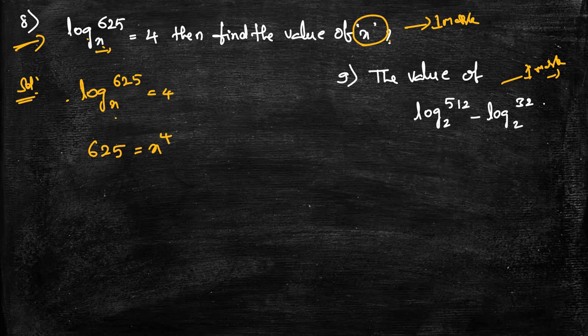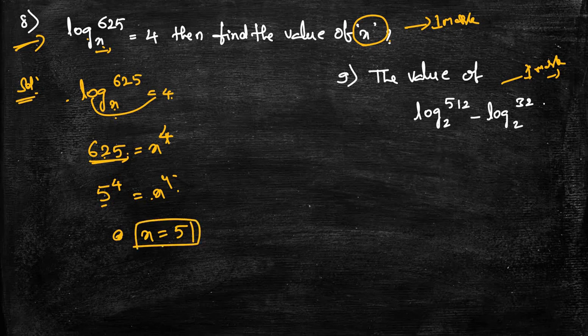I will bring this log base to this side of the equation, and it will become x to the power of 4. Here, 625 I will write as 5 to the power of 4. So 5 to the power of 4 is equal to x to the power of 4. The powers are equal and the bases are also equal, which means x is equal to 5 is the answer here. So this is the solution of the 8th one.